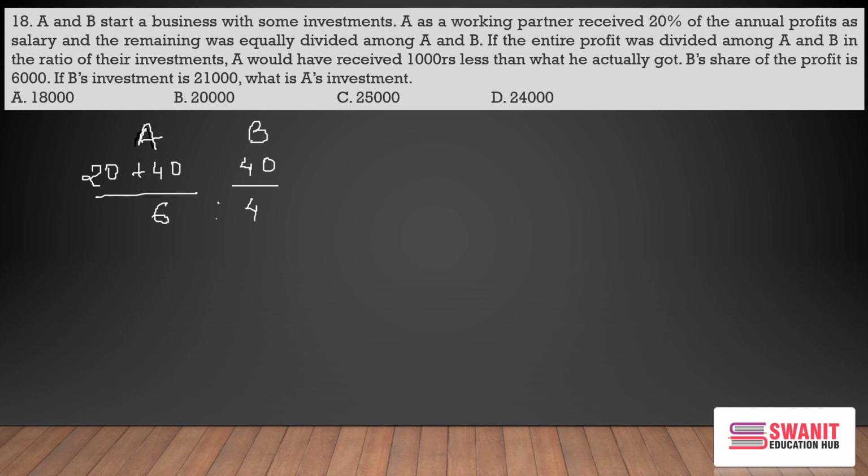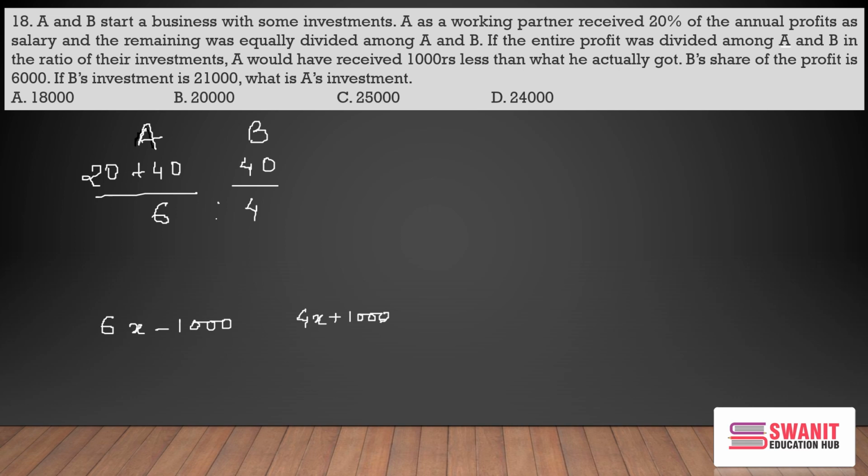Now the second statement says if the entire profit was divided among A and B in the ratio of their investments, A would have received 1000 rupees less. Had it been in terms of their investments, A would have received 1000 rupees less, and certainly B would have received 1000 rupees more.